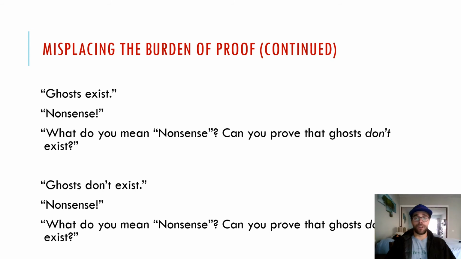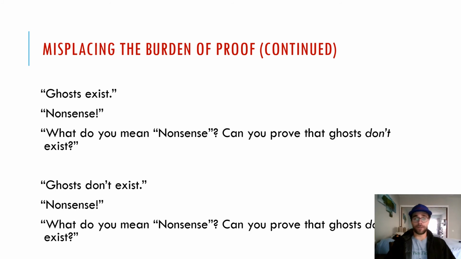Here's an example of an argument expressed in two ways. Ghosts exist. Nonsense. What do you mean nonsense? Can you prove that ghosts don't exist? Versus, ghosts don't exist. Nonsense. What do you mean nonsense? Can you prove that ghosts do exist?